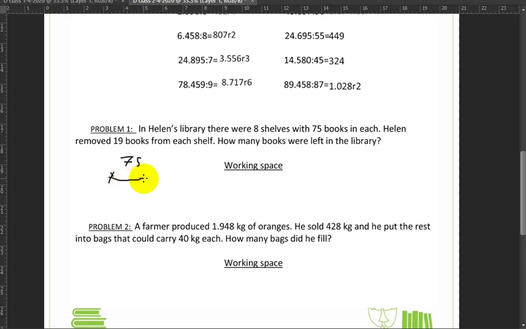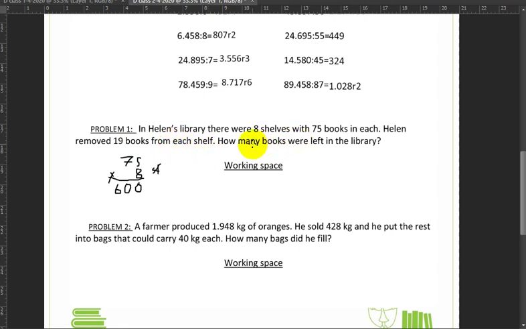And this would give me 8 times 5 gives me 40, so I write 0, carry 4. And 8 times 7 gives me 56 plus 4 that I carried over makes 60. So 600. Now, since she removed 19 from each shelf.